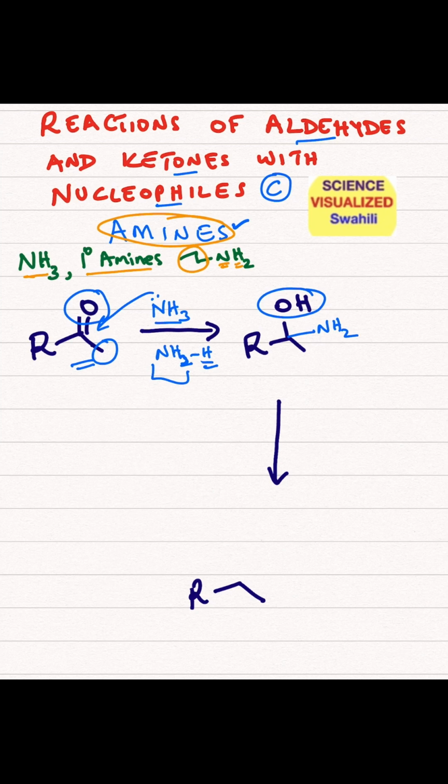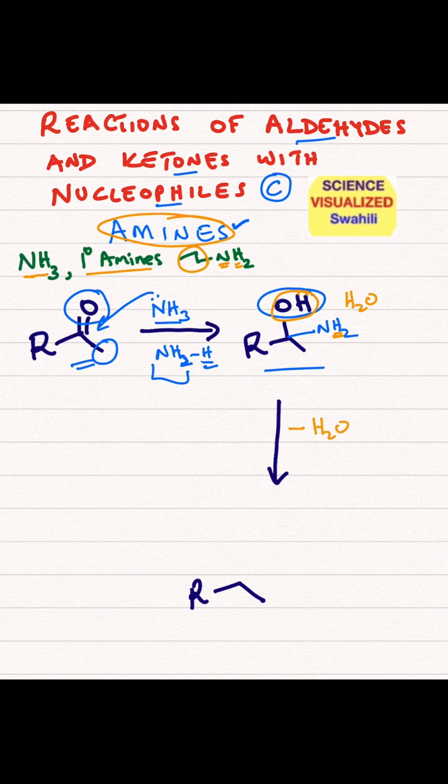The next step is that this product is not stable, and as you can see, you can lose one of the hydrogens on nitrogen and the OH group. When you lose that, you actually lose water. So you say minus water.